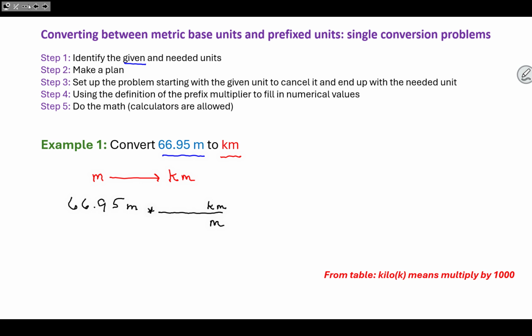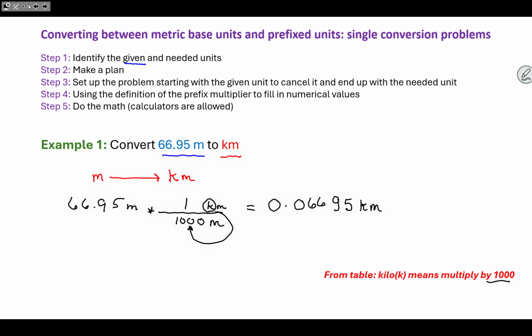The next step is just to fill in numerical values. This k here means multiply whatever it's in front of by 1,000. So I'm going to put 1 here, and for that k, I'm going to put the meaning down here. So that's 1,000. And then you can just punch this in your calculator. And the answer is 0.0665, and our unit is kilometers.